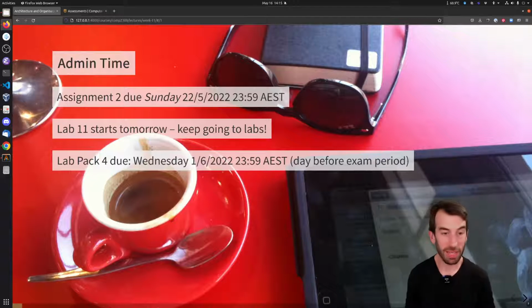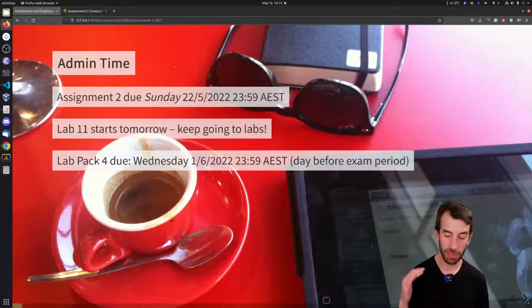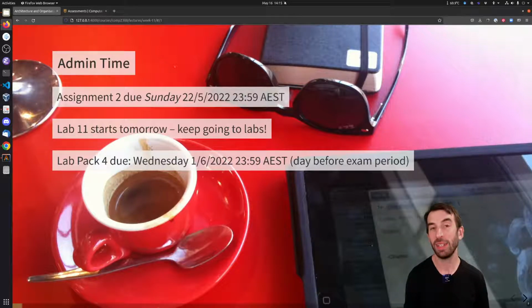The last kind of regular assessment task is due after the assignment, and that's actually lab pack 4, labs 10, 11, and 12. Now that one is due on Wednesday, the 1st of June, so this is after week 12. You get a little bit of time in that week as well, but it's due just before the exam period starts. It's one of the best things you can do for your exam to make sure that you have gone through all of the lab work in COMP2300, and you also get rewarded for that by getting the marks for those labs.